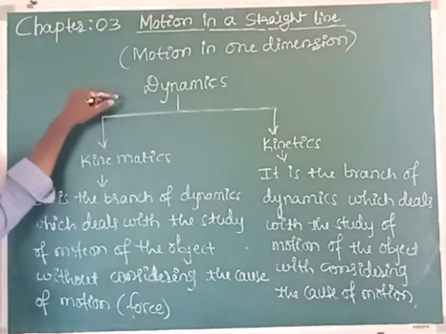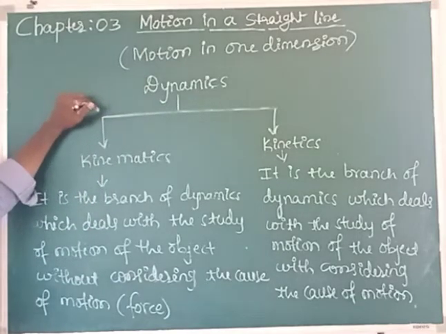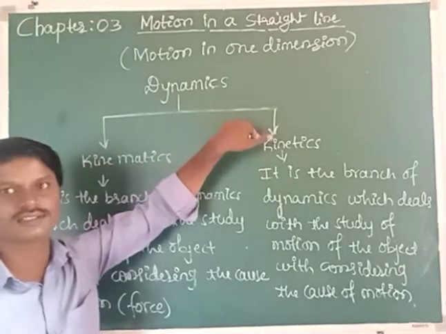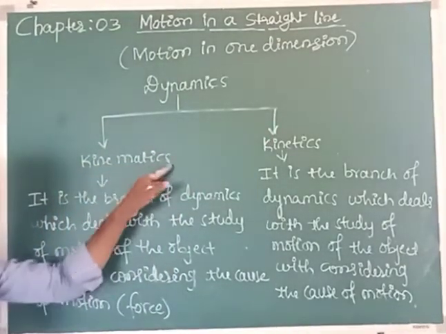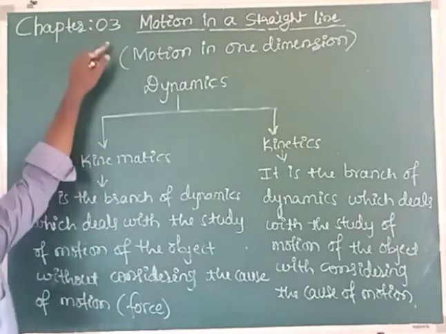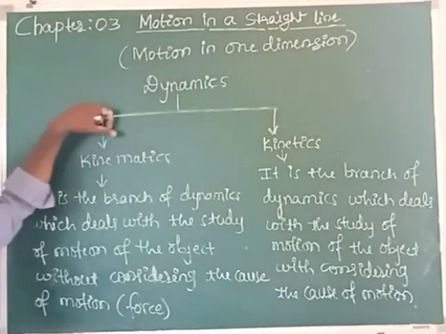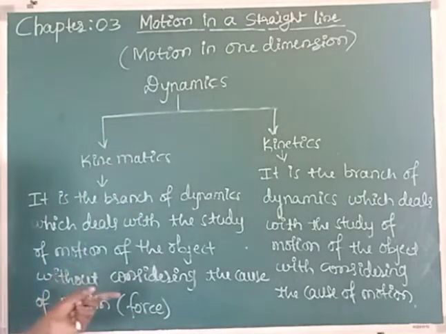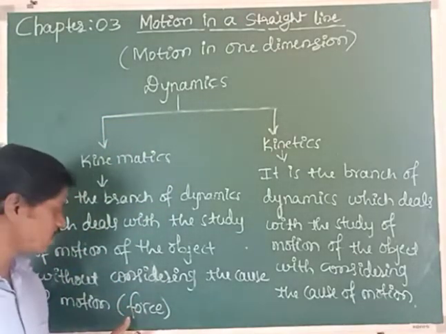So how many branches are there in dynamics? There are 2 branches in dynamics. What are those? Kinematics and kinetics. Now we are going to discuss kinematics, because we are going to study motion in a straight line in the branch that is kinematics, without considering the cause of motion. What is the cause of motion?